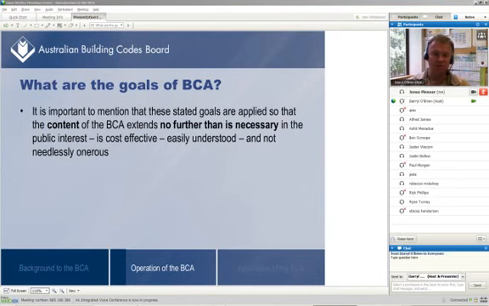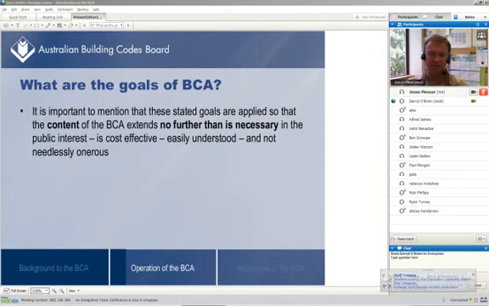It is important to mention that these stated goals are applied so that the content of the BCA extends no further than is necessary in the public interest. Therefore it's cost effective, easily understood and not necessarily onerous, because if you make it too expensive or too hard, people may not do it, and that'll defeat the purpose of the BCA.